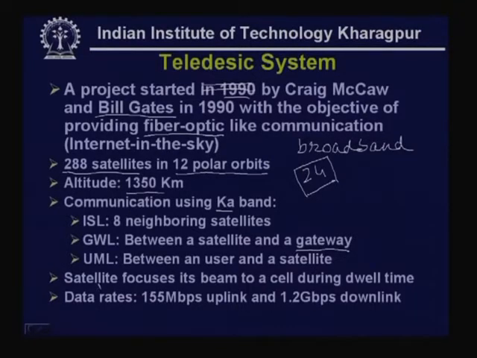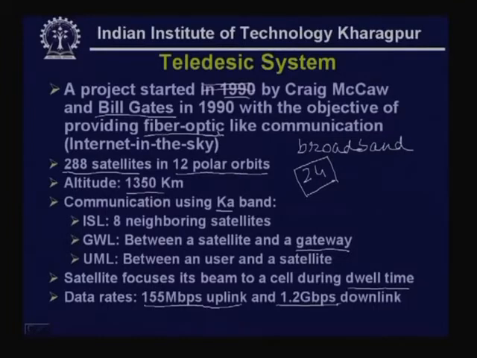And as we have already discussed, a satellite focuses its beam to a cell during a dwell time, and it allows data rates of the order of 155 megabits per second for uplink and 1.2 gigabits per second downlink. I think such a high data rate is quite sufficient for any type of communication, both voice, video and data, and that is why we are saying that the Teledesic system is being developed to provide fiber optic like communication. But it has the potential to cover the entire earth with the help of 288 satellites.